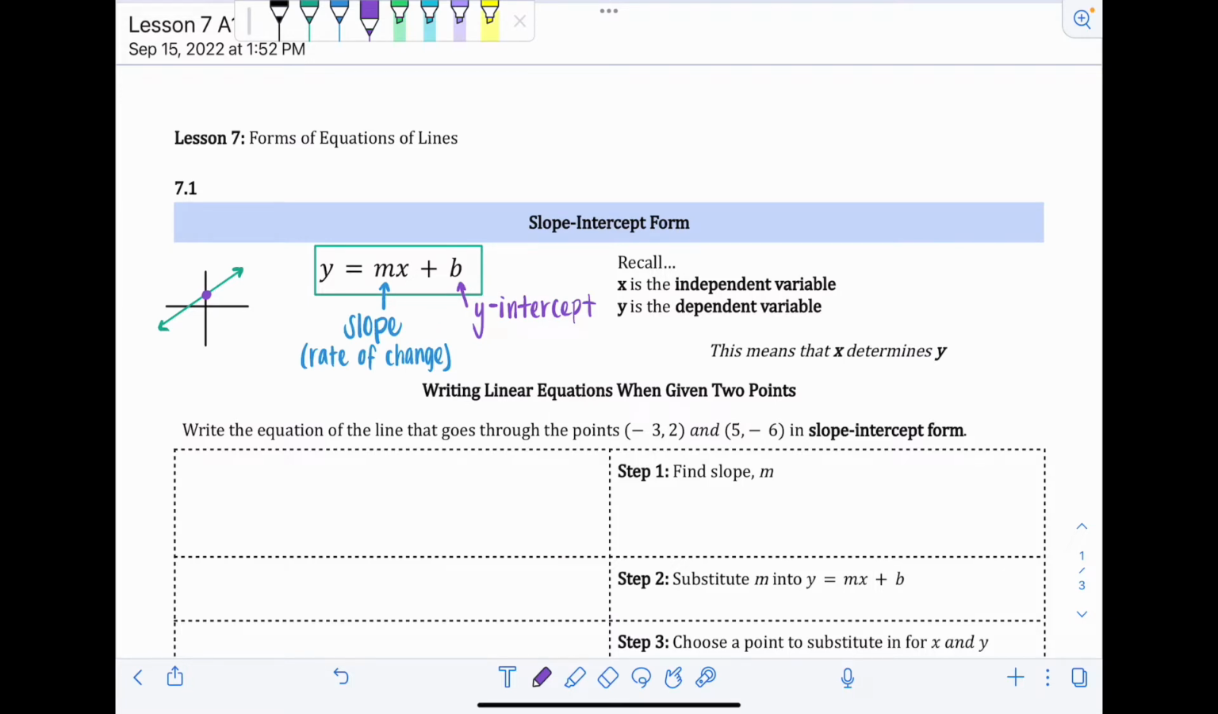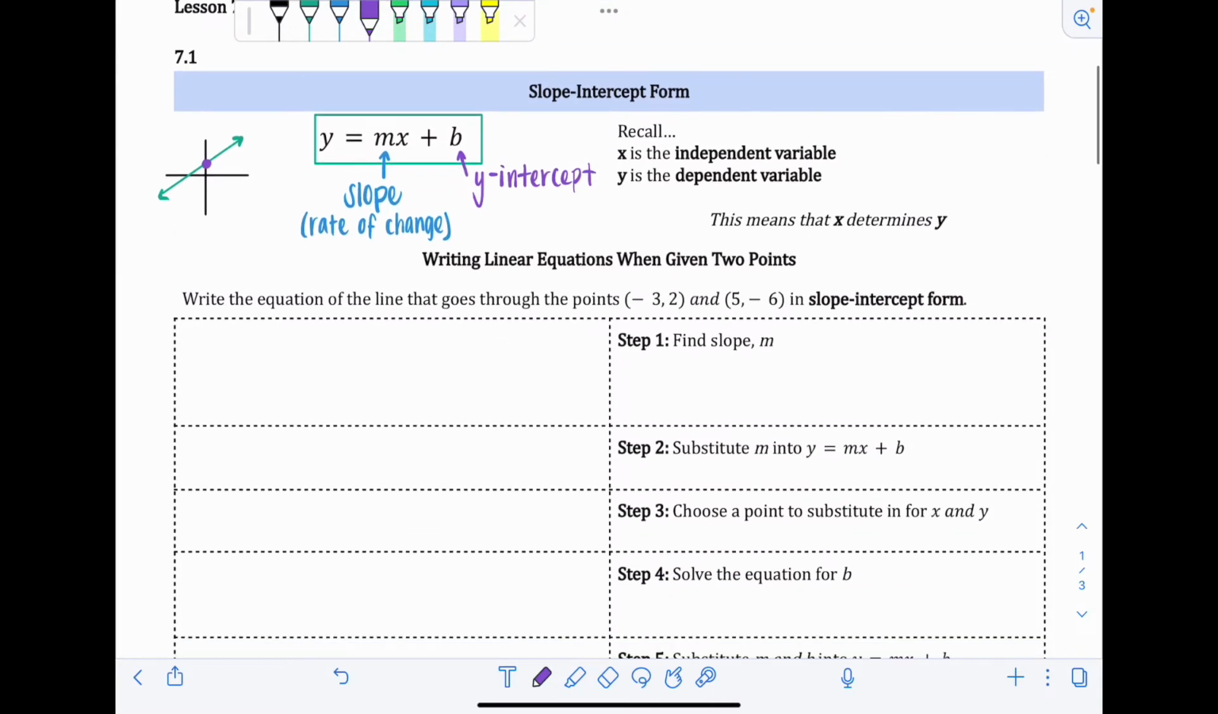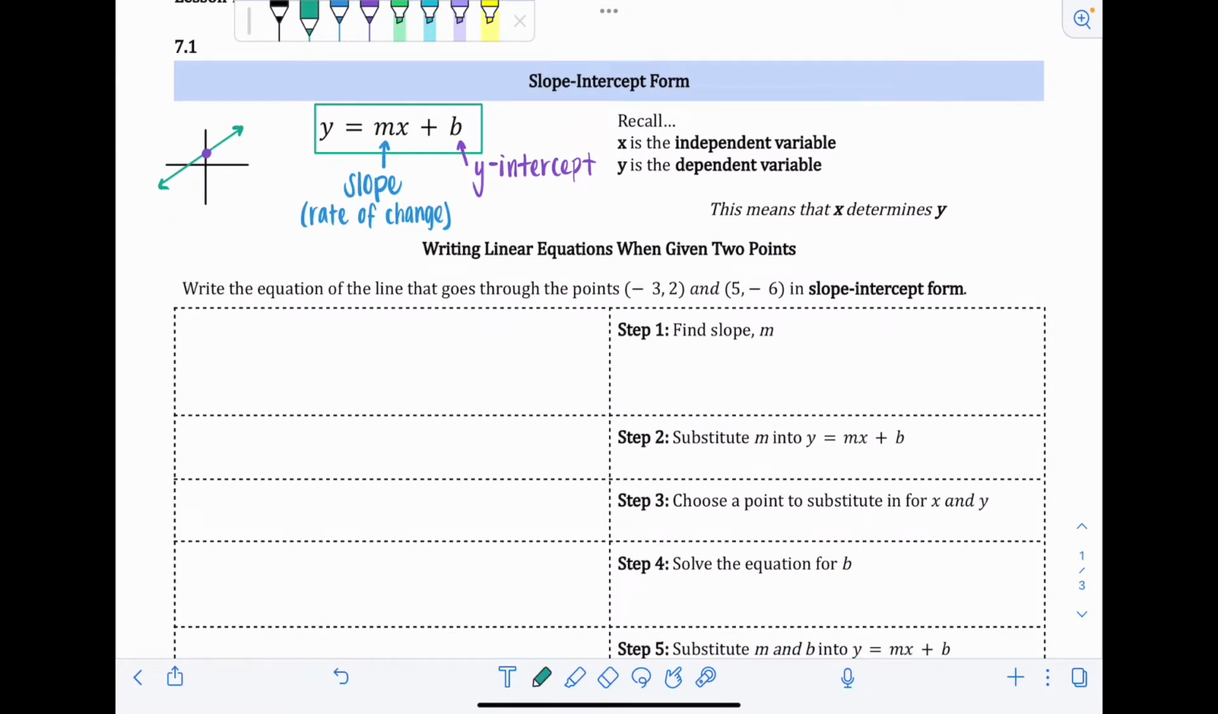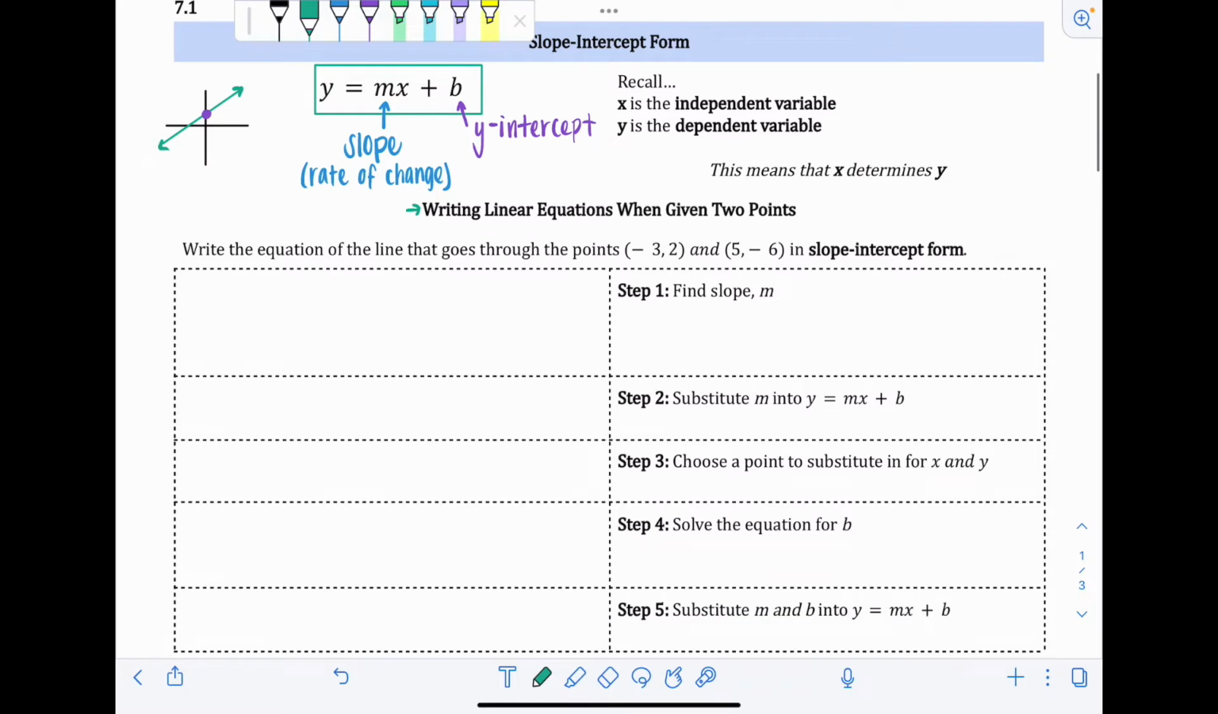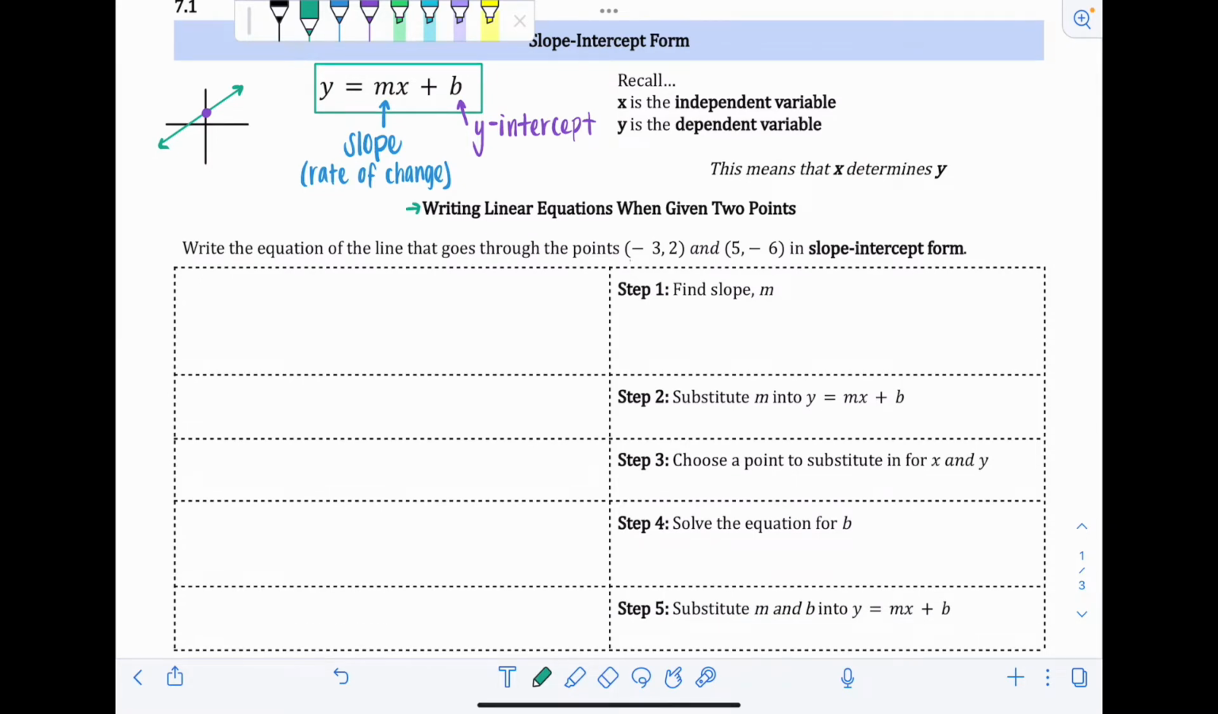And then the slope is kind of like the angle of the graph, like how steep it's going up or down. So starting right here, writing linear equations when given two points. So write the equation of the line that goes through the points.